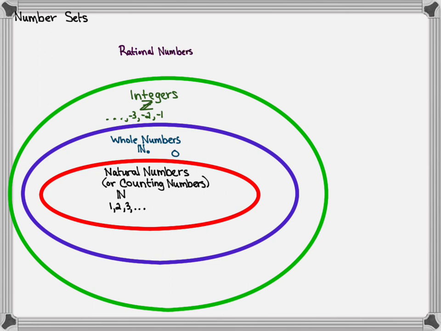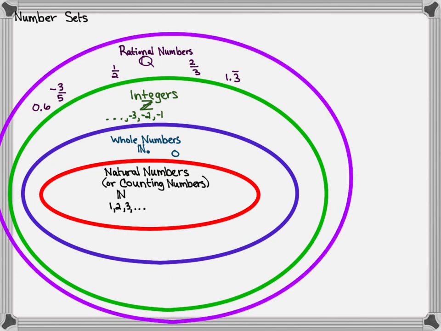Next, we have the rational numbers. And its symbol is a bold italic Q. So this is including all the integers, all the whole numbers, all the natural numbers, and 1/2, 2/3, so fractions, -3/5, decimals that are terminating like 0.6, decimals that can be written with a repeating bar like 1.3 repeating. So these are my rational numbers.